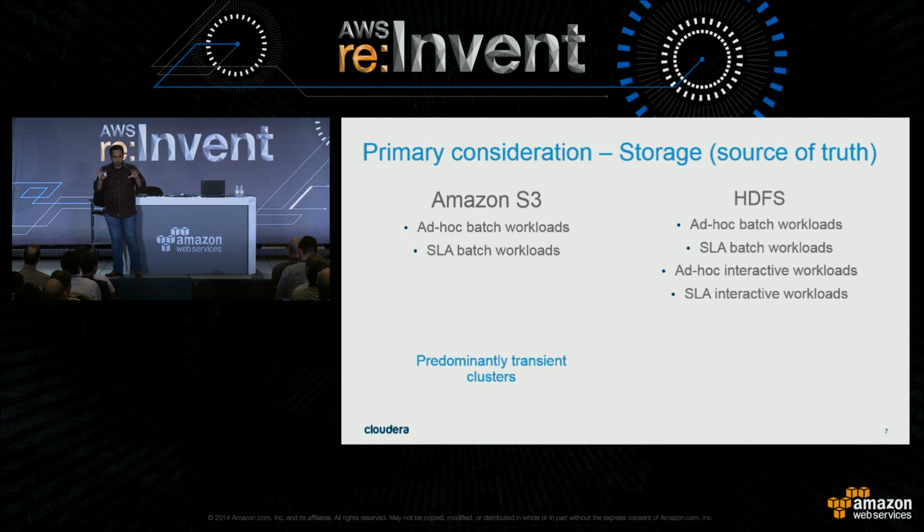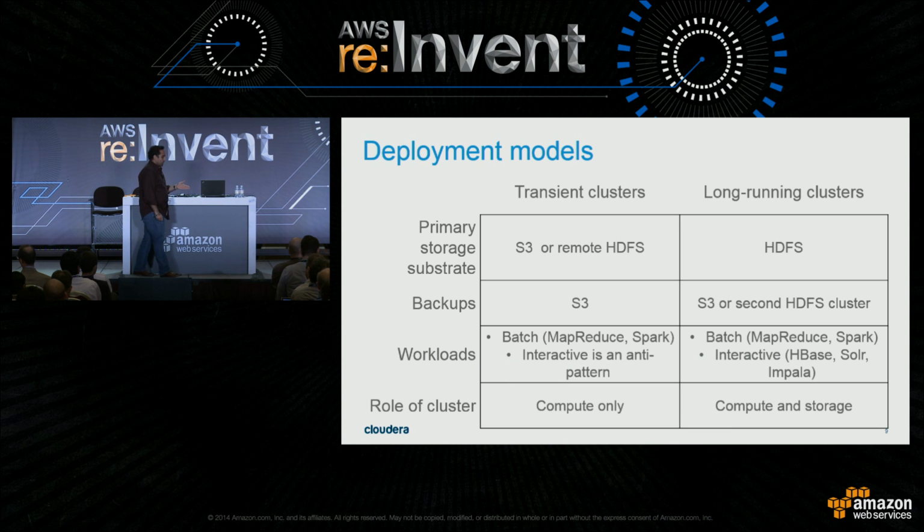And with these two storage systems, the predominant way of running a cluster with S3 is a transient cluster, where your cluster doesn't have any state. It is really something that you would provision to run some sort of a workload and then kill it after that. And with HDFS, you have a long-running cluster where the state is stored in HDFS, right? And so the role of your cluster in a transient cluster with S3 is only compute. With a long-running cluster with HDFS, it is compute and storage. The frameworks that you would run in a transient cluster are predominantly either MapReduce or Spark, right? So that's really the batch frameworks that you would use. But on the other side, with long-running clusters with HDFS, you can run HBase, Solr, and Impala. So those are the two deployment models that you have available in AWS.